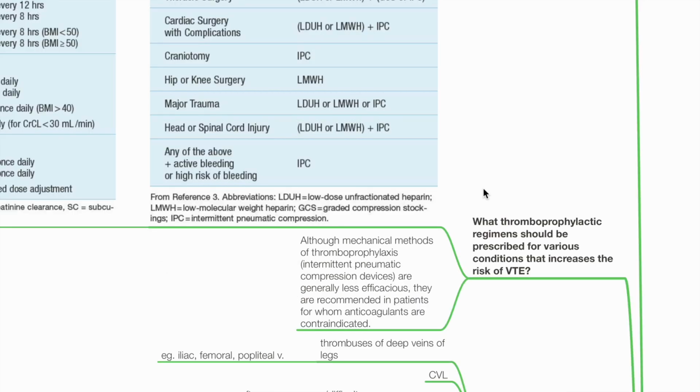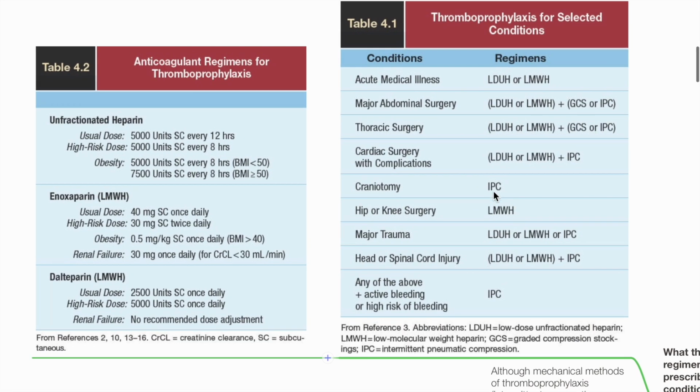What thromboprophylactic regimens should be prescribed for various conditions that increase the risk of VTE? Low-dose unfractionated heparin and low molecular weight heparin can be considered for acute medical illness, major abdominal surgery, thoracic surgery, cardiac surgery with complications, hip or knee surgery, major trauma, head or spinal cord injury, when there are no contraindications.